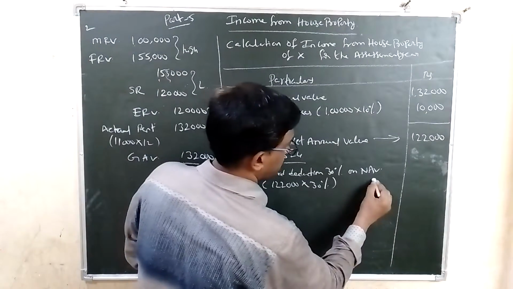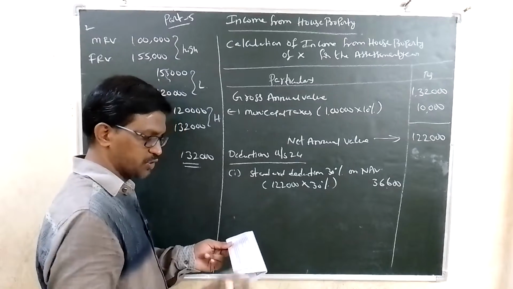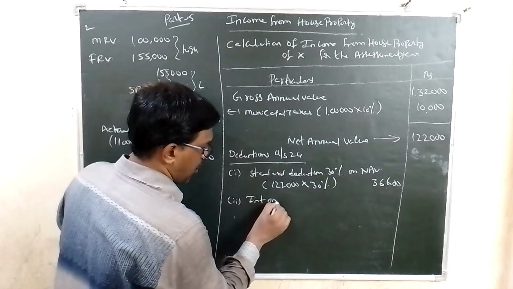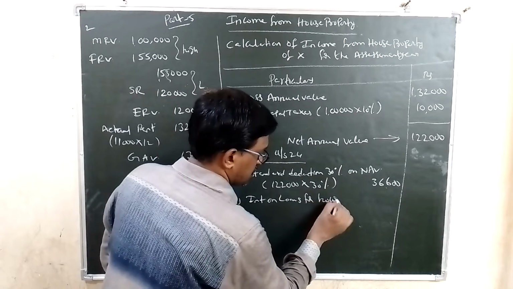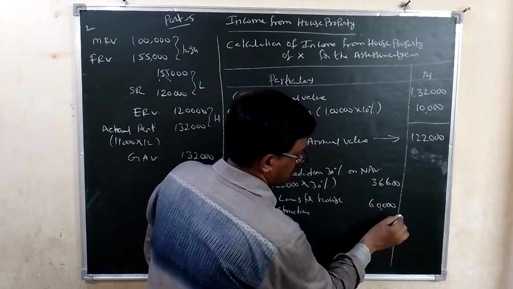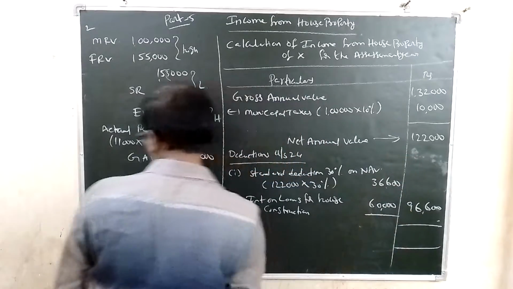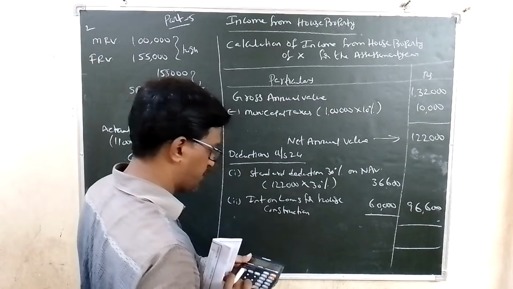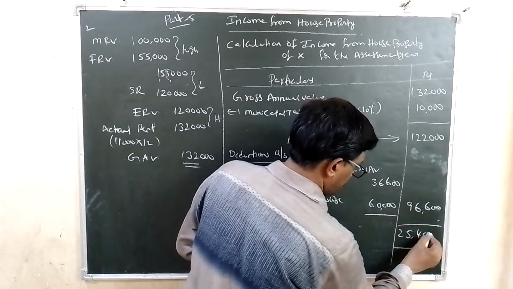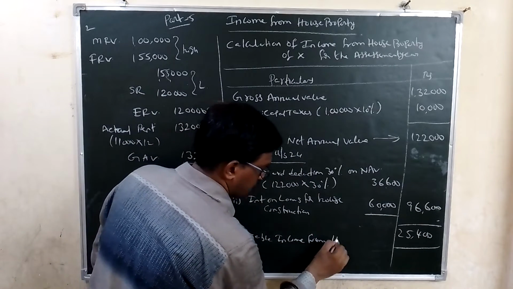That is 36,600. Here in the question, insurance is given, we should not consider it. Repair is given, we should not consider it. Interest on loan taken for house construction is 60,000. So the second deduction is interest on loan for house construction, 60,000 rupees. So total deductions 96,600. Less from 1,22,000 minus 96,600 is 25,400. This is the taxable income from house property.